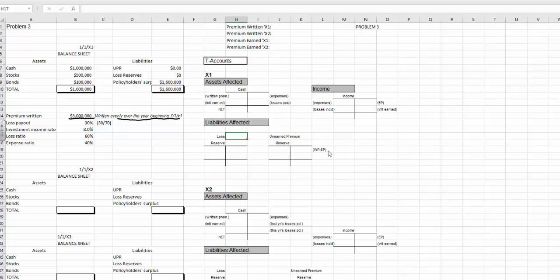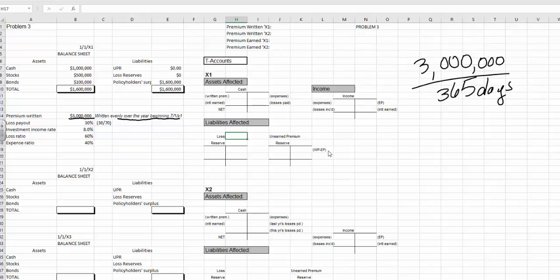Basically, when premium is written evenly over the year, if we were doing this using exact assumptions, we would divide 3 million by 365 because there are 365 days in the year, and we would assume that 1/365th of 3 million is written every day. But even that is too complicated for our purposes. So what we assume is that 1/12 of the 3 million is written each month. 1/12 times 3 million equals 250,000. So we assume that 250,000 is written every month.